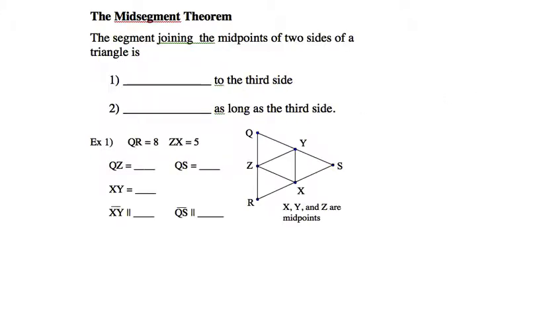There are two properties to the midsegment. The segment joining the midpoints of the two sides is always parallel to that third side, and it's always 1/2 as long as that third side.